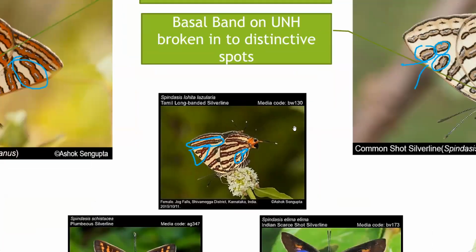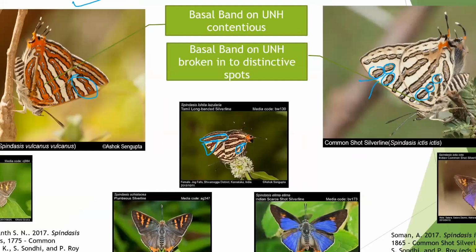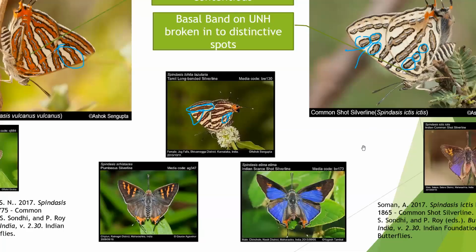So in the common short silver line, this spot is restricted, only one spot, and in the case of the long banded, it's elongated. This spot is elongated, and of course the V structure is also different. Even the band is continuous in the case of a long banded silver line, and in the case of the common short and scarce short, these bands are broken into spots. And this is the open wing shot.